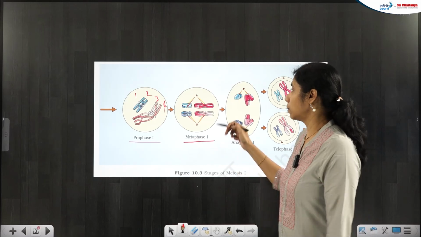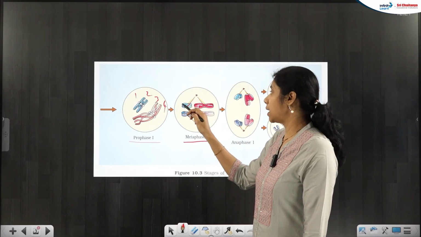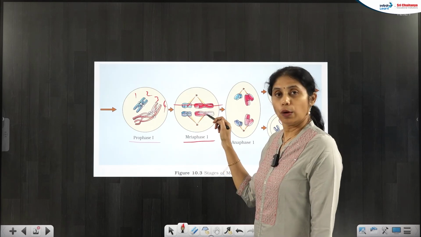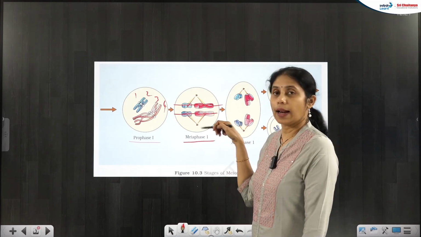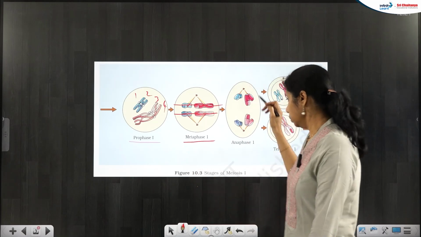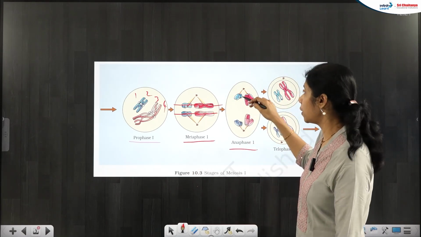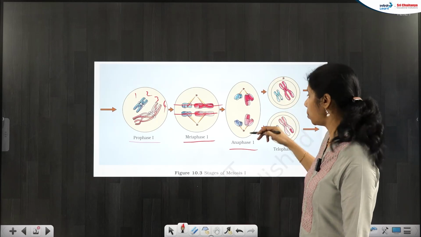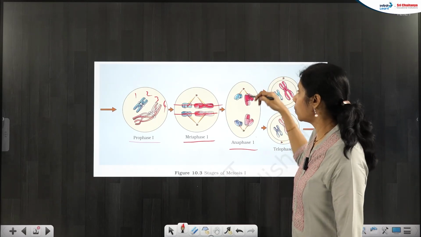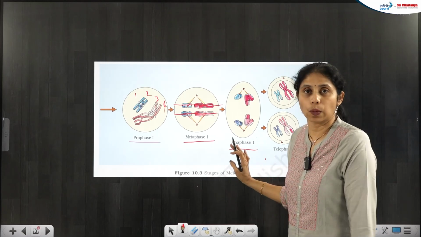In metaphase 1, you can see that the chromosomes, red ones and blue ones, are placed on one line, and below it one more line is there; they are aligned on the equator. This is metaphase 1. In anaphase 1, the red chromosome and blue chromosome, complete chromosomes, are moving towards the opposite poles. These 2 are moving towards this side and these 2 chromosomes are moving towards the other side. This picture is anaphase 1.